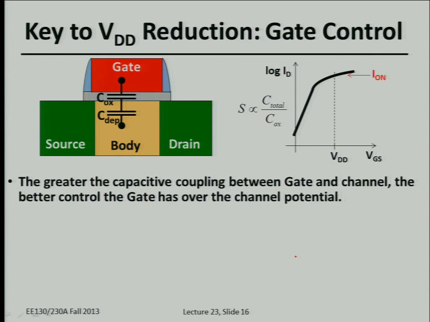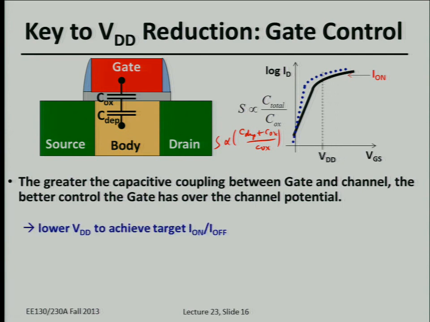So remember, the subthreshold swing S is proportional to C total over C ox, so C depletion plus C ox over C ox, right? S is proportional to that. So the steeper the subthreshold swing is, in other words, the better gate control you have, then the lower your threshold voltage can be. So you can actually lower your supply voltage and still have high I on and low I off. Right? So the key for advanced transistors is basically to improve the gate control.